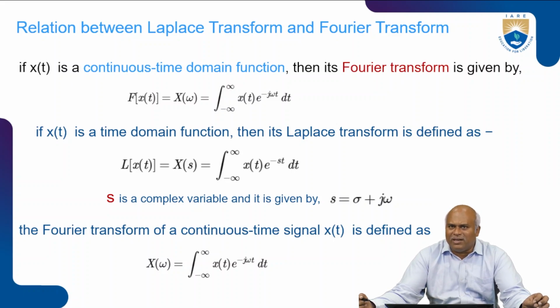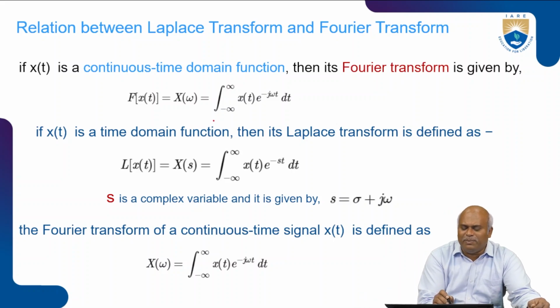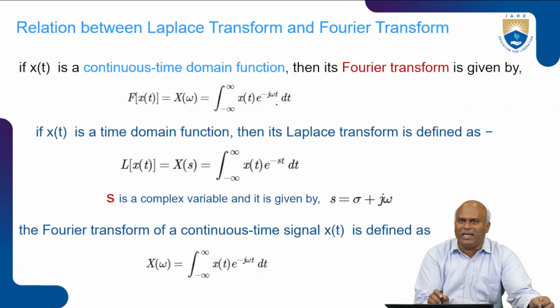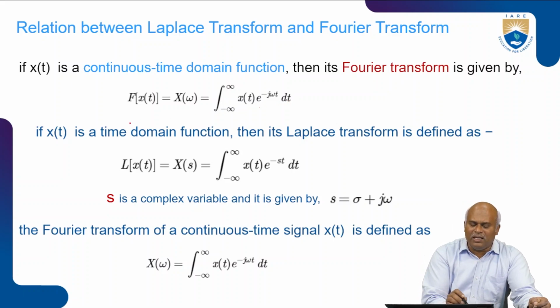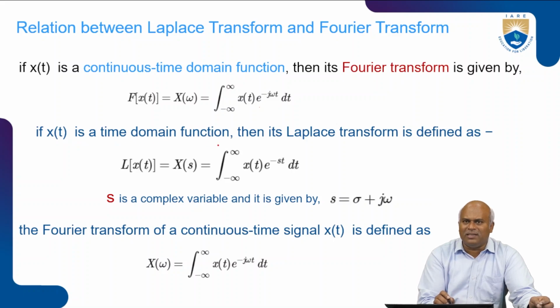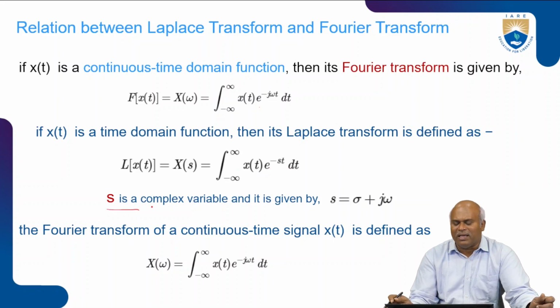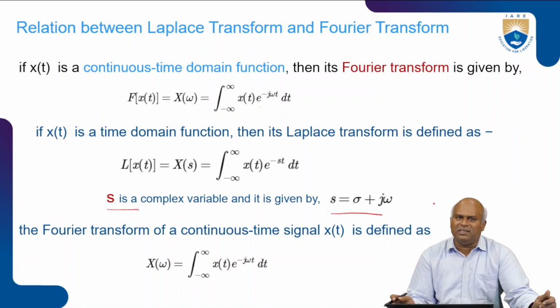If x of t is a continuous time domain function, then the Fourier transform is given by F of x of t equal to X of omega, which is equal to the integration from minus infinity to plus infinity of x of t e power minus j omega t dt. If x of t is a time domain function, then the Laplace transform is defined as X of s, the integration from minus infinity to plus infinity of x of t e power minus st dt. Here s is called the complex variable, given by s is equal to sigma plus j omega.